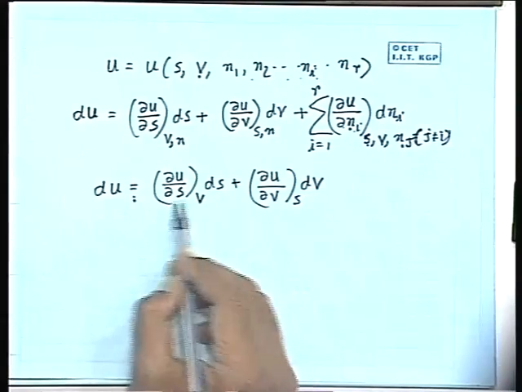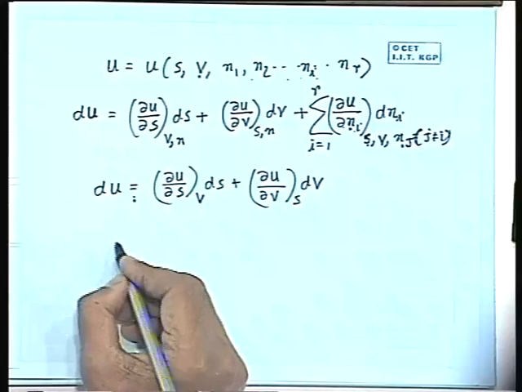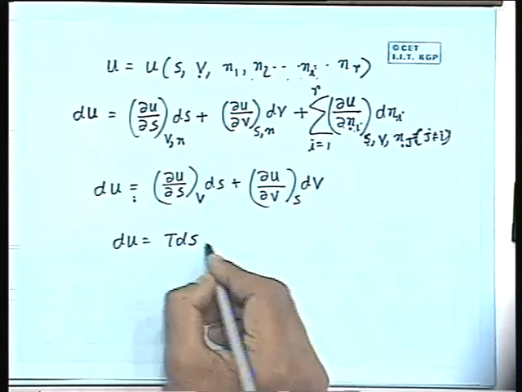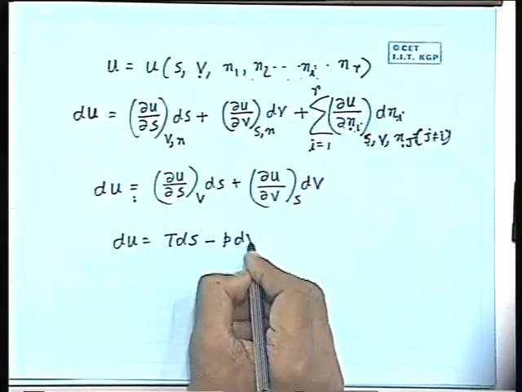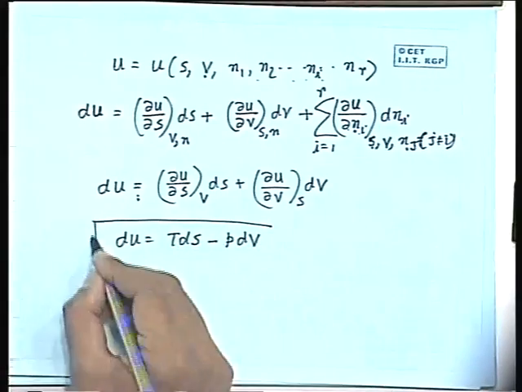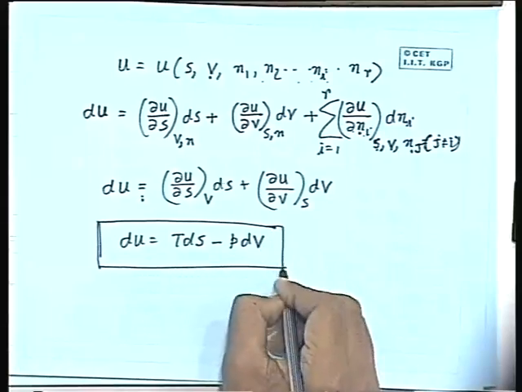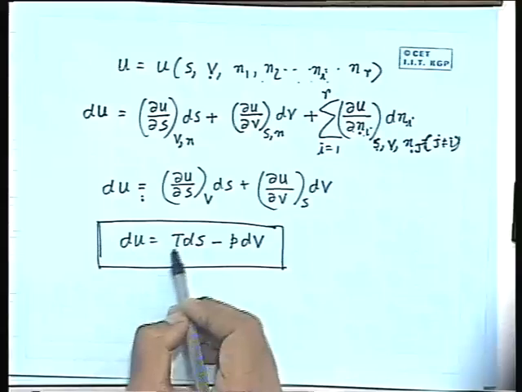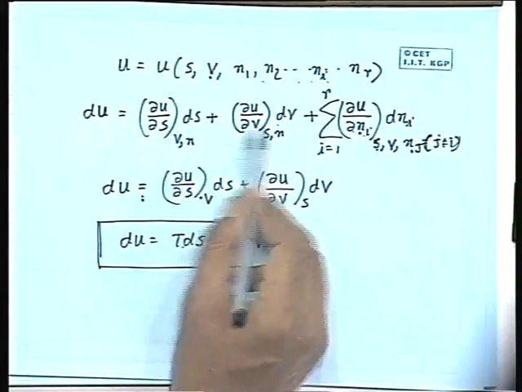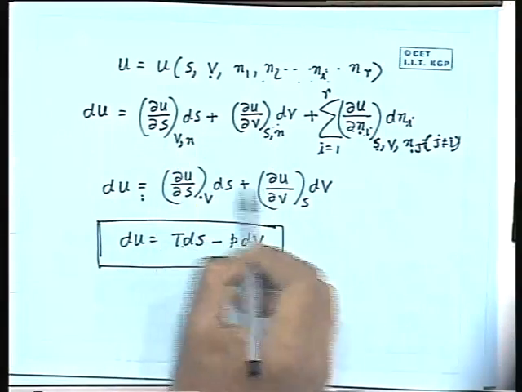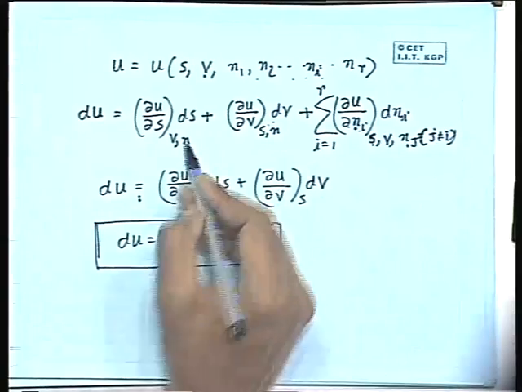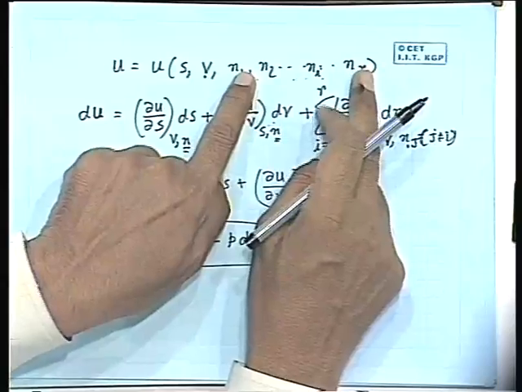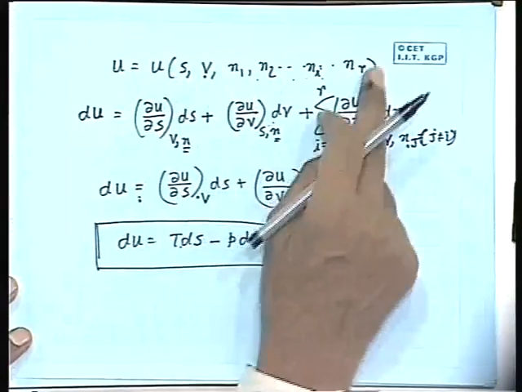If we compare this equation with the property relations, we know the property relation du is TdS minus PdV. These property relations we know. For a pure substance, this is the property relation, du is TdS minus PdV. Now, you see, if you compare this equation with this one, the first two terms are similar to these terms for a single component system, because here n remains constant. When all n's remain constant, it behaves as a single component system of a homogeneous composition.